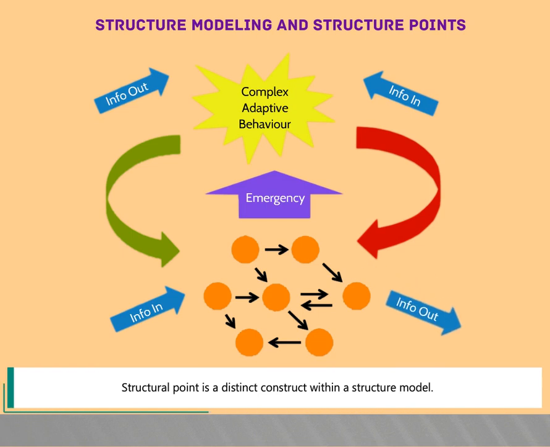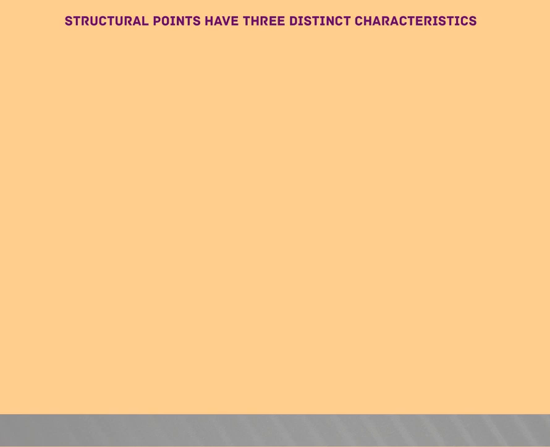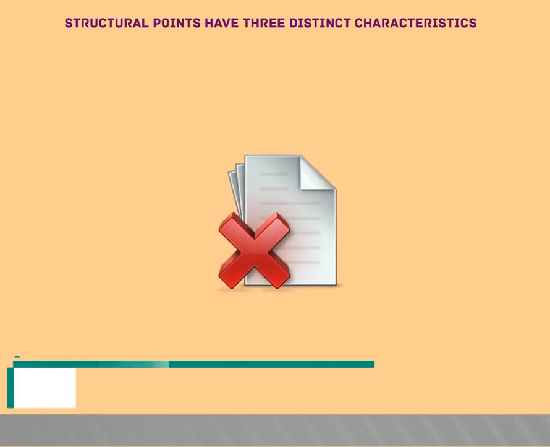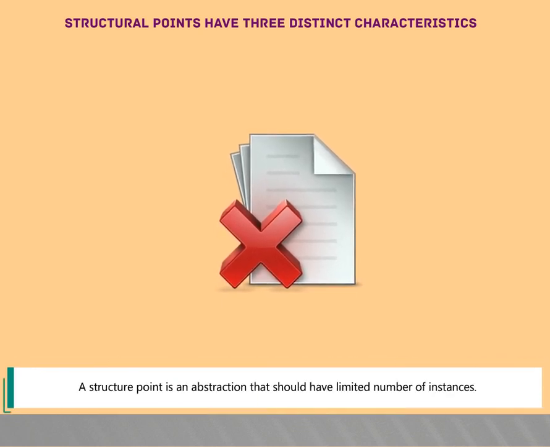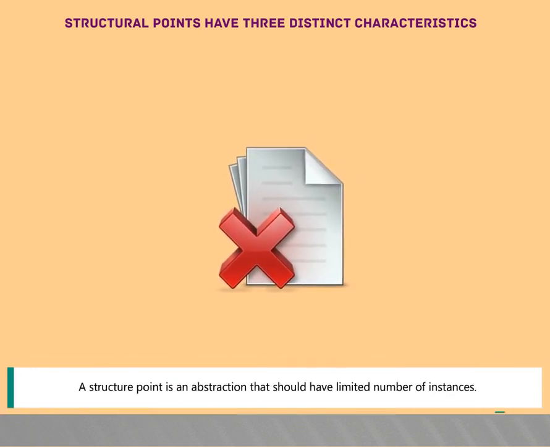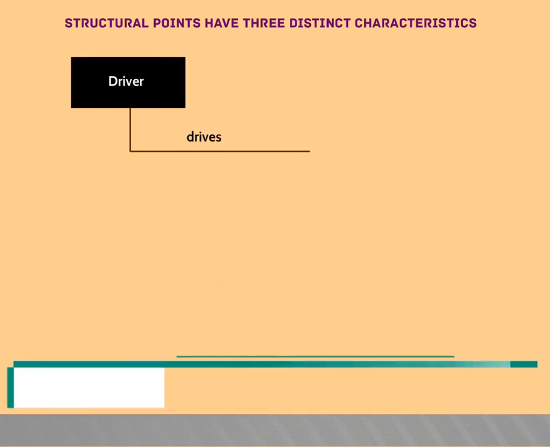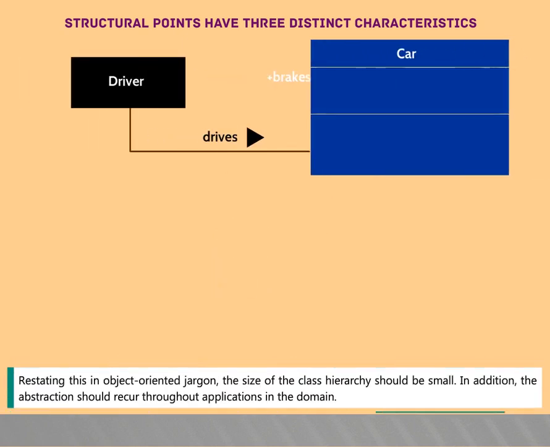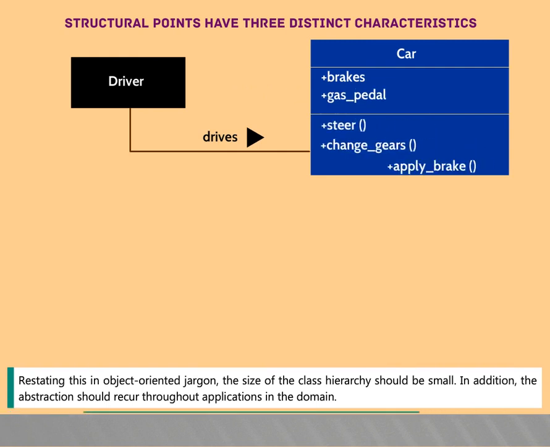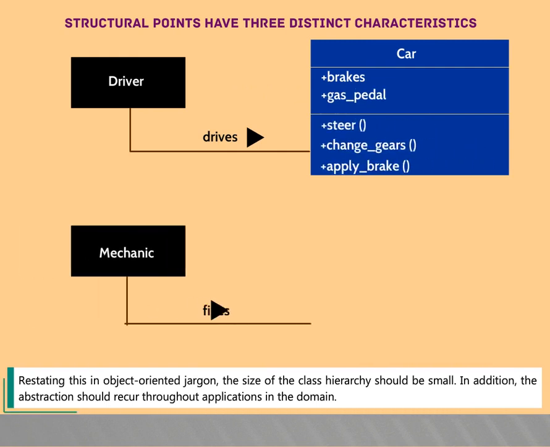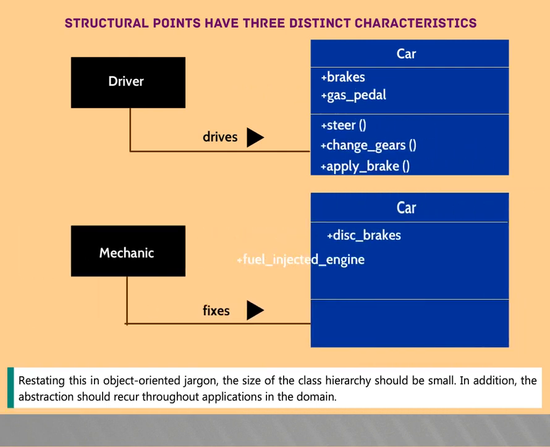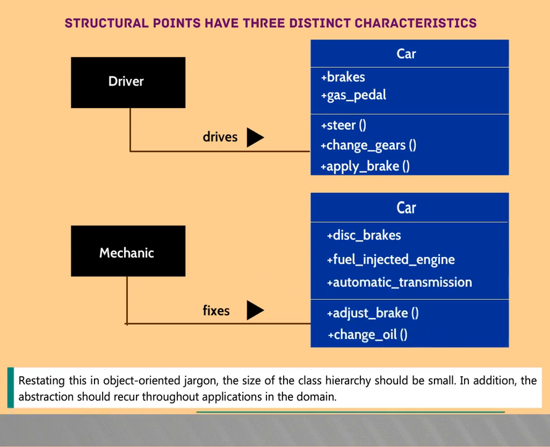A structure point is a distinct construct within a structural model. Structure points have three distinct characteristics. A structure point is an abstraction that should have a limited number of instances. Restating this in object-oriented jargon, the size of the class hierarchy should be small. In addition, the abstraction should recur throughout the applications in the domain.